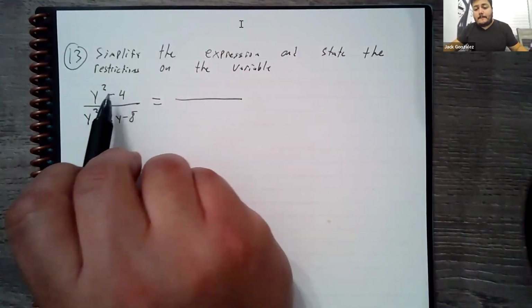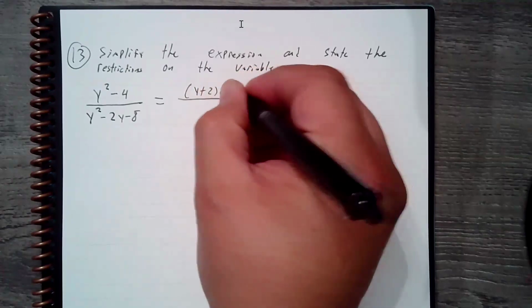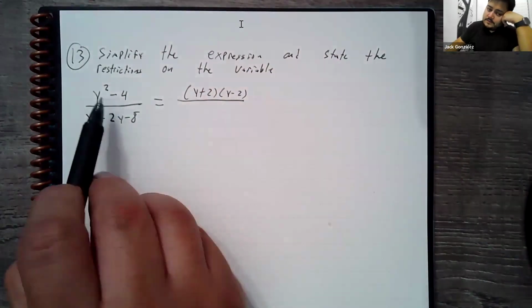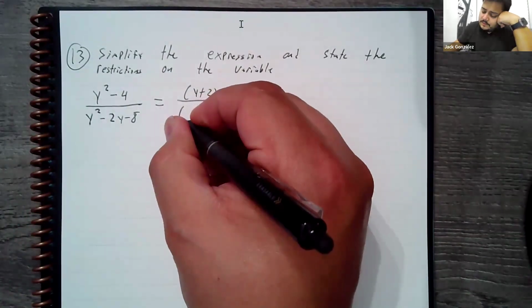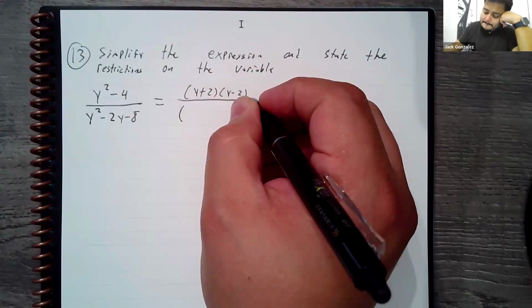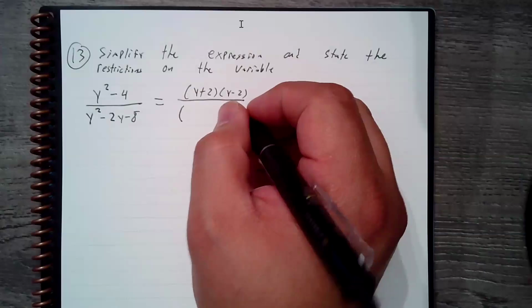This is going to factor, right? Yeah. Y plus 2, y minus 2. This is the difference of squares. And then the bottom, is that the one you're looking at, or was it this one? I wasn't too sure about the bottom one.